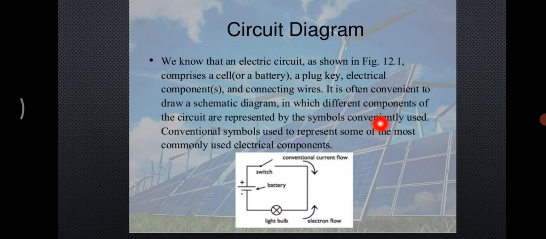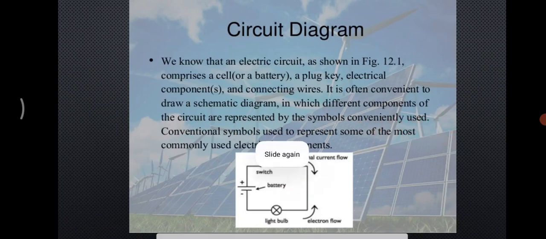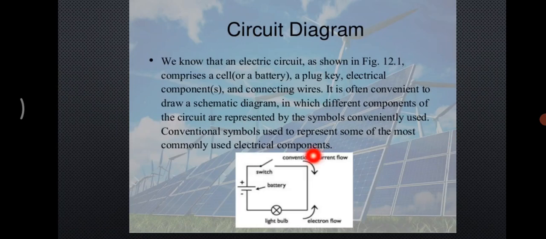Now we are going to study what a circuit diagram is, children. A circuit diagram is a closed path in which the current flows. You can see the diagram over there. It is a schematic diagram in which different components of the circuit are represented by symbols conventionally used. We denote the electrical components we are using here with the help of these symbols.